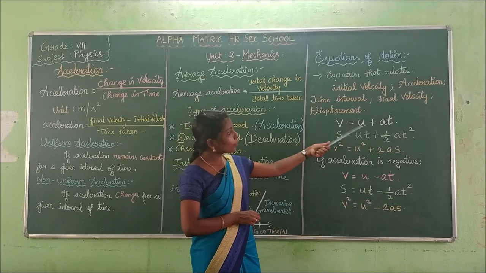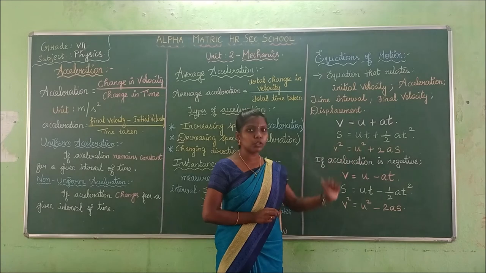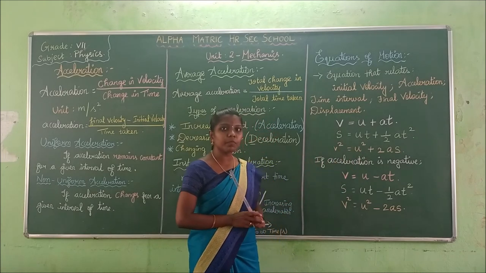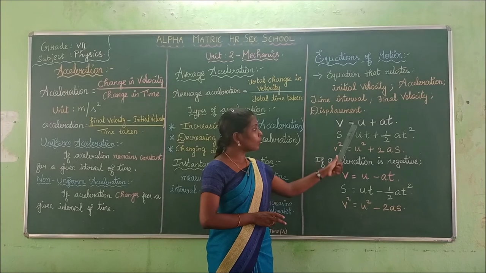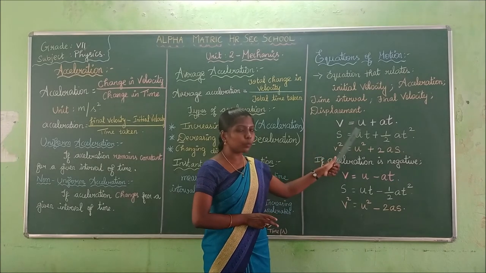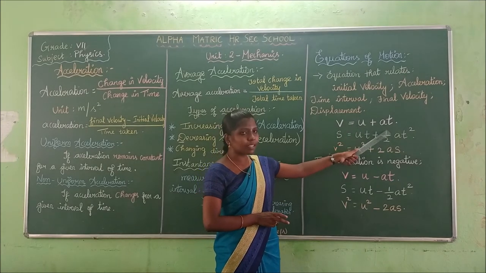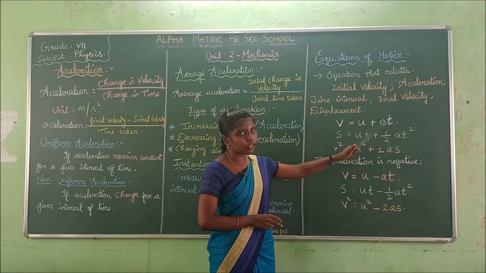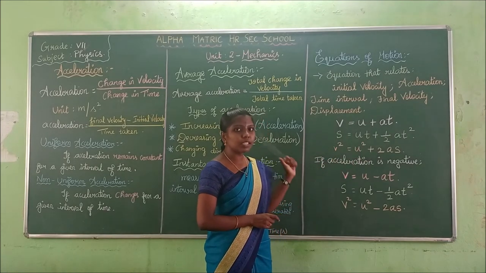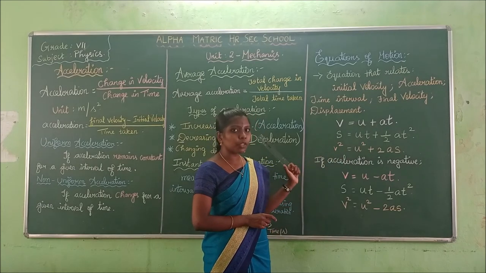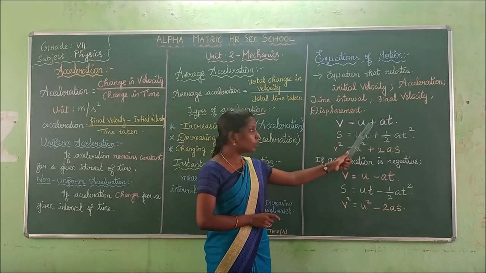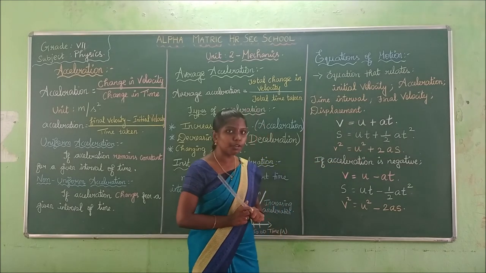V is equal to U plus AT. This is the first equation of motion. Here, V is your final velocity and U is your initial velocity. Final velocity is equal to initial velocity plus acceleration into time. A is your acceleration, T is time. So, what is the first equation of motion? V is equal to U plus AT.